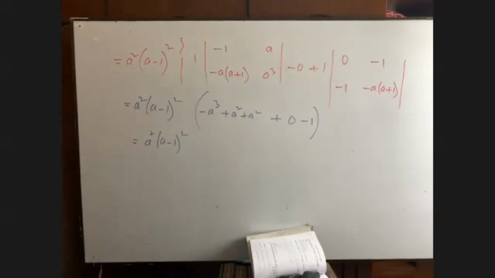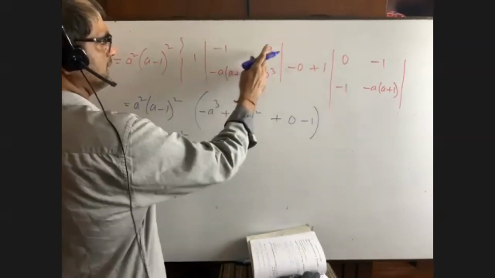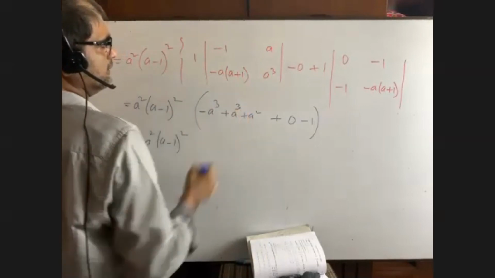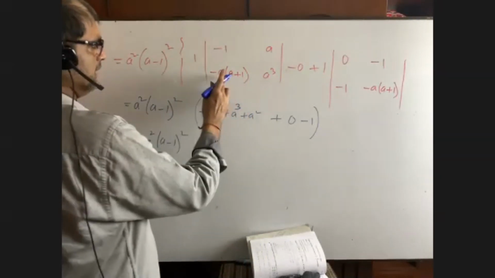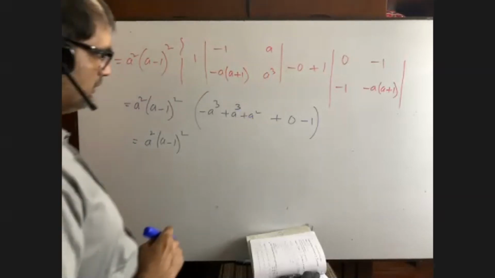Sir, a into minus a square into a. So it should be minus a cube here, no? Oh, yes, you're right. Okay, you're right. What will be there? A square into a is a cube. You're right. Then a and it is a square. Now it is okay.